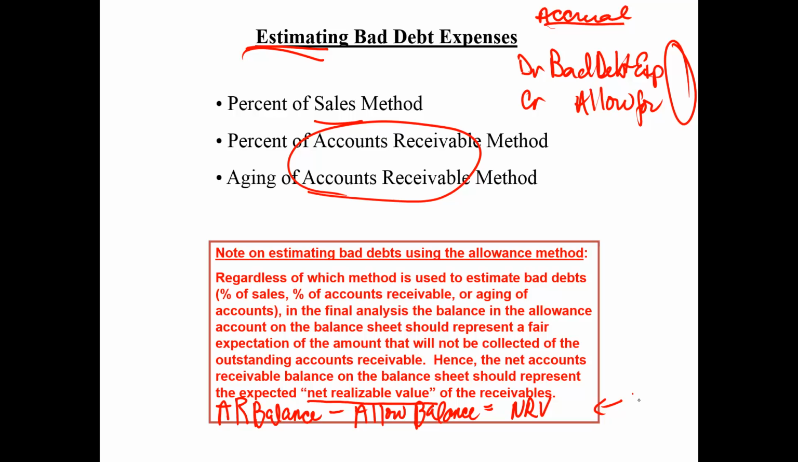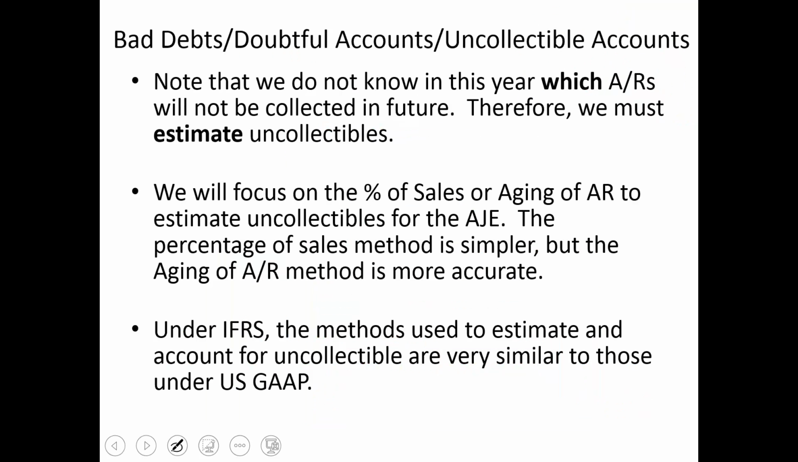And remember, that's in the current asset section of the balance sheet. So that's just to remind you that receivables are always kept at their net realizable value, or how much cash you really think you're going to get from customers.